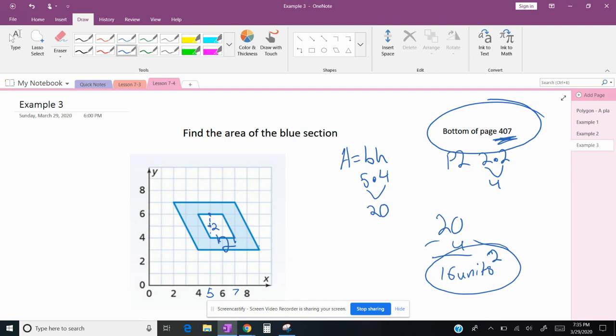You do your best. Remember, as long as you know the formulas for parallelograms and triangles, we can find the area of anything that you'll see with this problem or with this lesson.